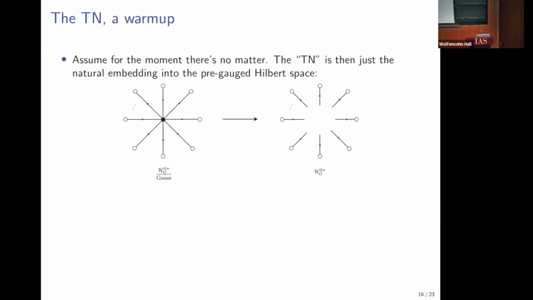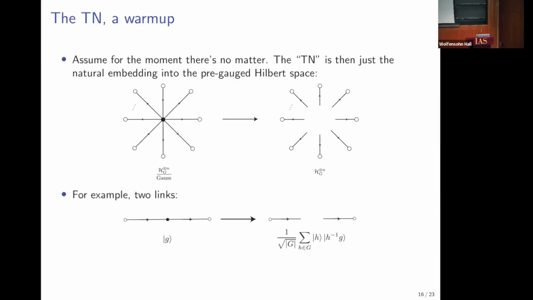Now, assume for the moment there's no matter, and I can explain to you what the next step is. The rest of the tensor network is just, I put it in quotes because there's no tensors involved if there's no matter, just the natural embedding into the pre-gauged Hilbert space. So I might draw it like this. This drawing is supposed to indicate that we're just lifting the Gauss constraint to go from this Hilbert space to this Hilbert space.